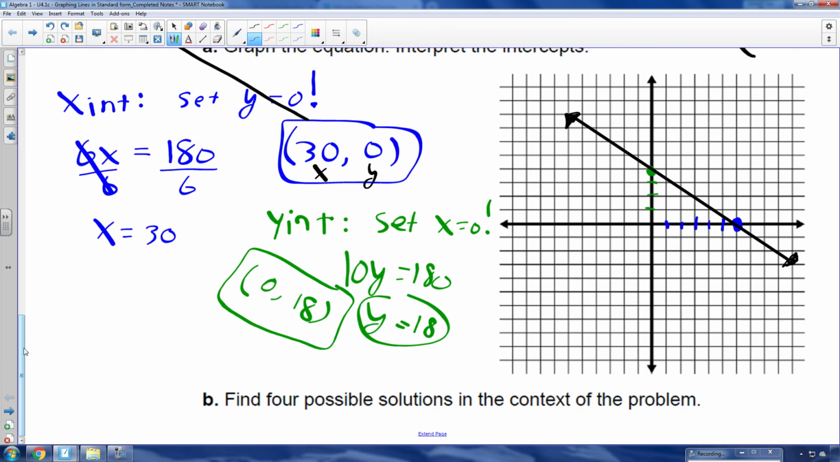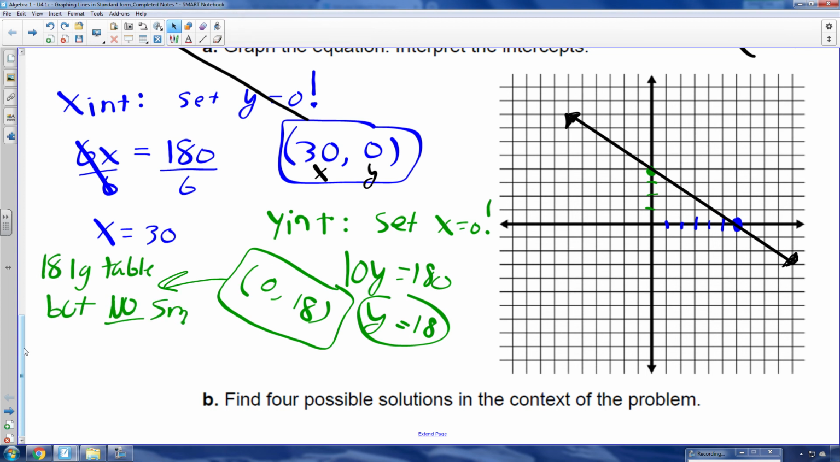Okay, well, we could have 30 small tables, or how many large tables could we have and no small tables? This is saying 18 large tables, right? But no small tables, right? So that's another option. So what I want you to understand is that we have to have a positive number of tables. Would you agree? We can't have negative number of tables.